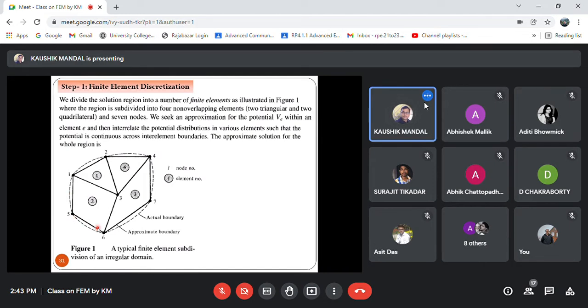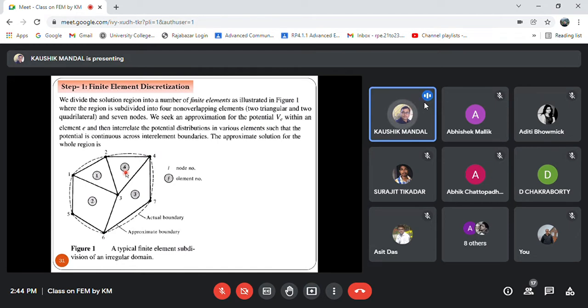Now we have to approximate the potential, that is VE, within a particular element. Within a particular element means that may be 1, that may be 2, or that may be 3 or 4. So that is the first approach. That means we have to approximate the potential VE within a particular element. After that, we have to interrelate that potential distribution of a particular element to the other elements.